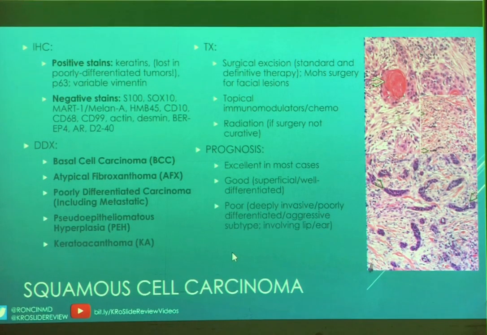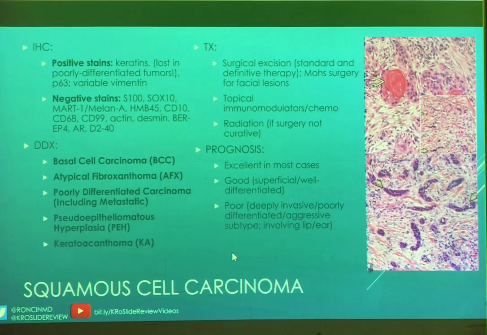keratoacanthoma, and can be positive in basal cell as well. But the overall picture is that if you were worried that this is a melanoma, your melanoma stains are negative. If you were worried that this is some sort of lymphoma or something like that, those stains are negative, okay?